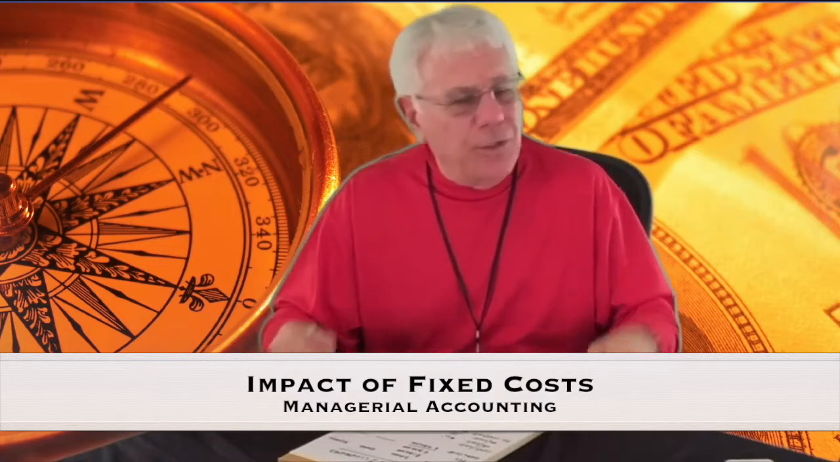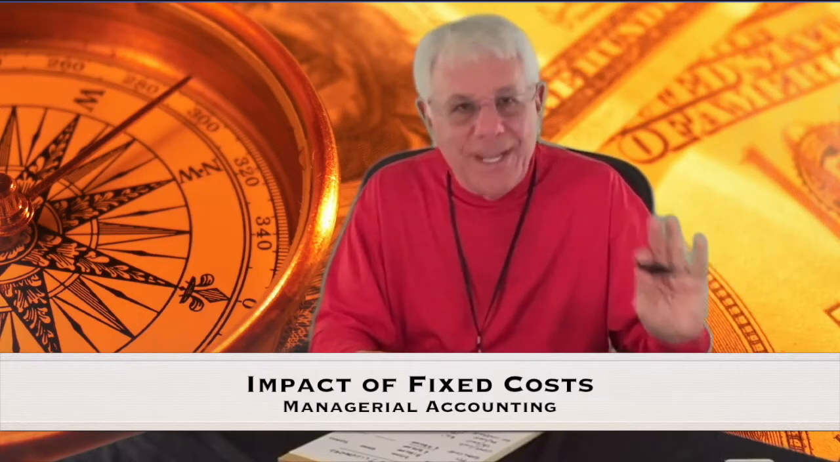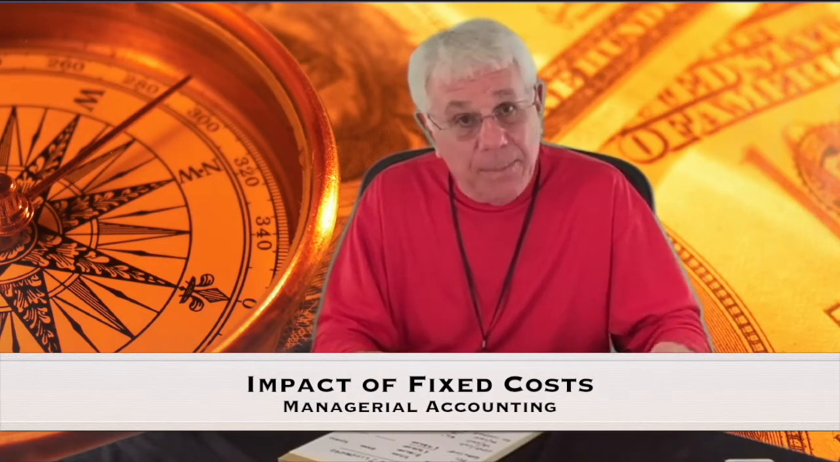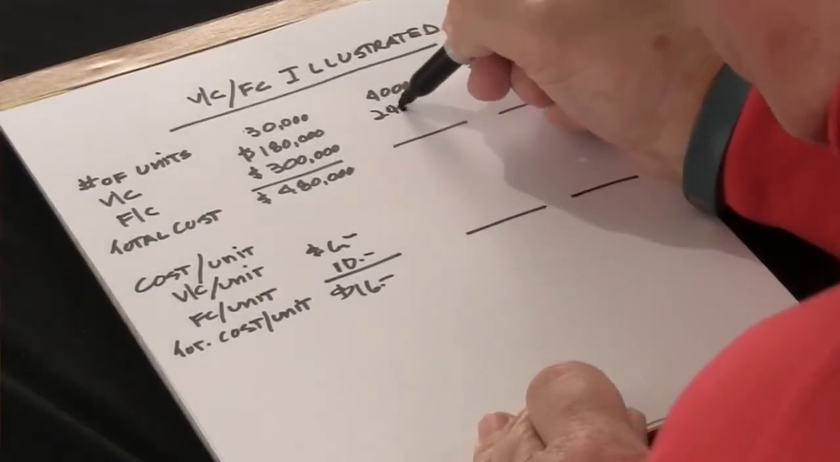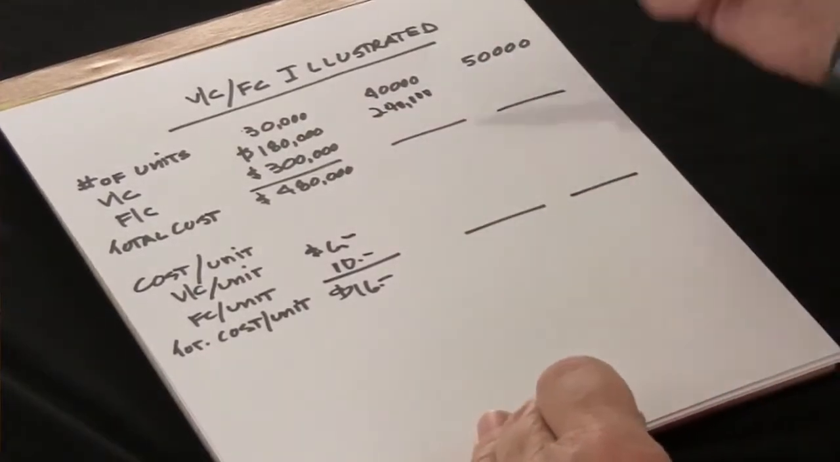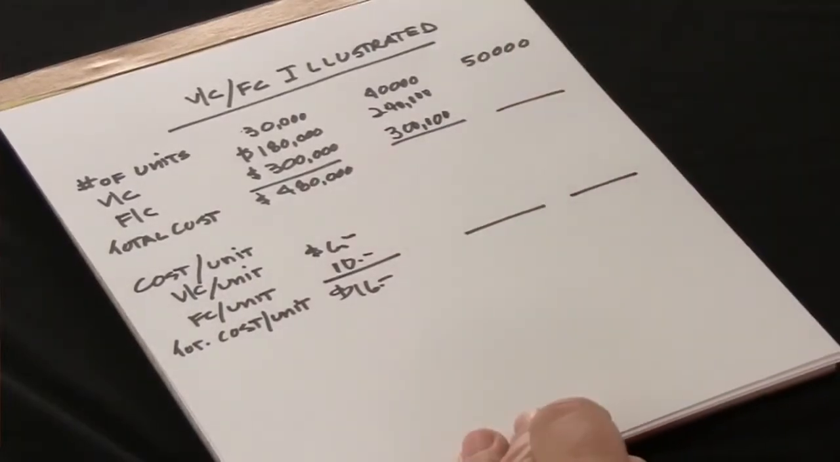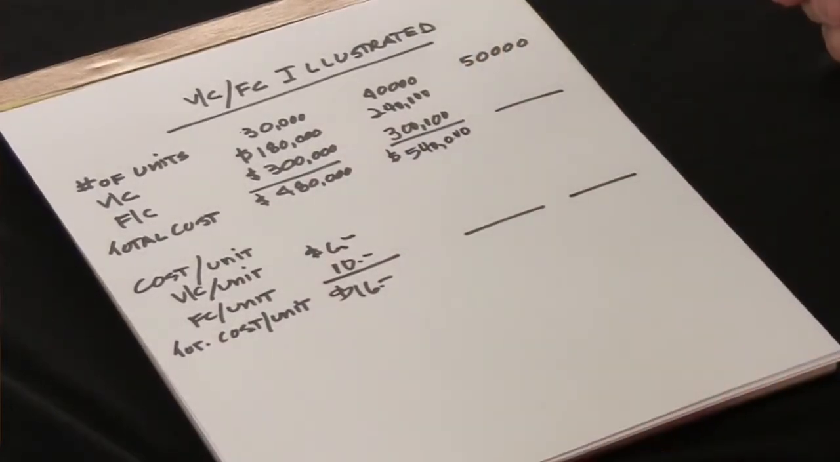Well, let's just assume we're going to make 40,000 units. By the way, this is $6 per unit. There's X amount of direct material and X amount of direct labor in this product, and it totals up to be $6. $6 times 40,000 units is $240,000. We still, however, incur that fixed cost of $300,000. So our total cost then is the sum of $540,000.